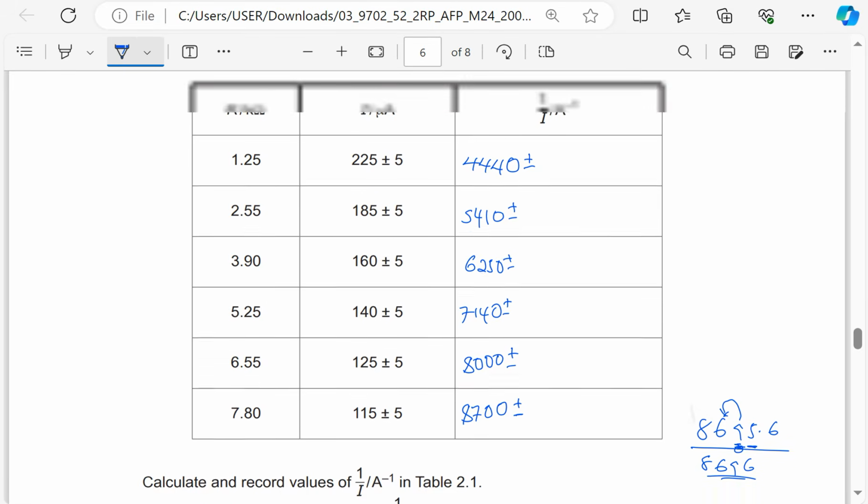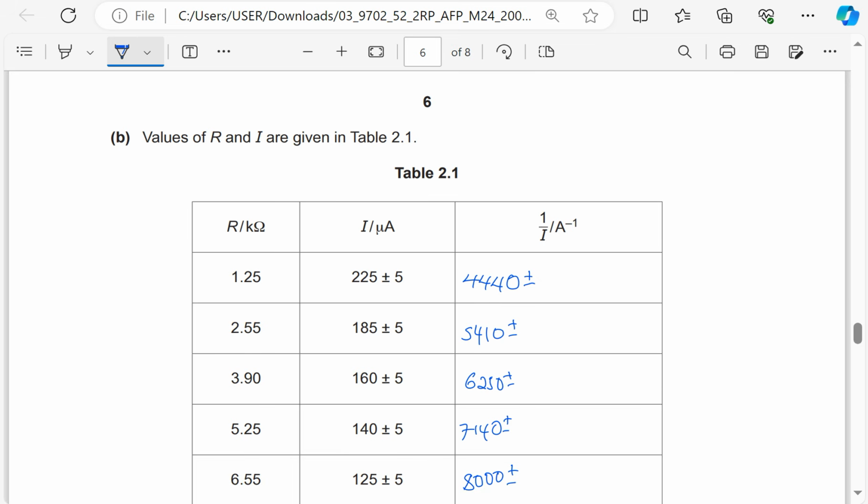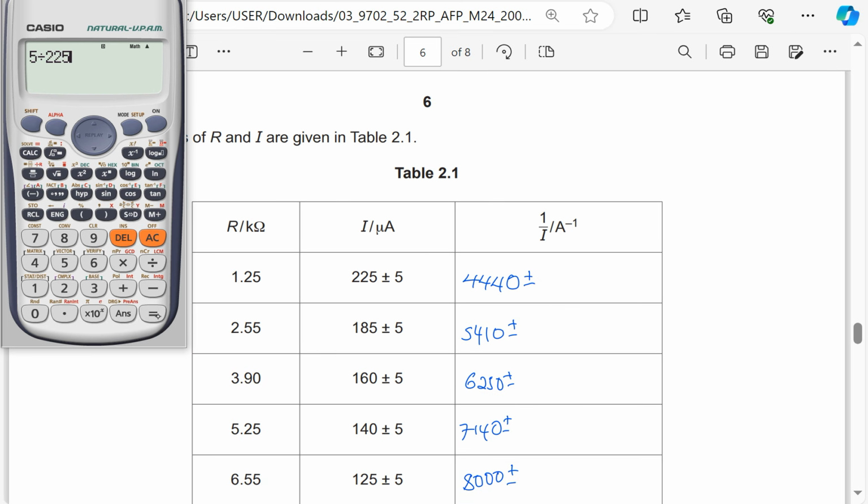Okay, then the uncertainties. Remember the uncertainties in a reciprocal. I've recorded many papers about this. If I have I and I want the absolute uncertainty in 1 over I, it is the absolute uncertainty in I divided by I, times 1 over I. For example, for the first row, absolute uncertainty in I is going to be 5 divided by 225. I don't need to add the power because it cancels out. Then times 4440. So 5 divided by 225 times 4440.